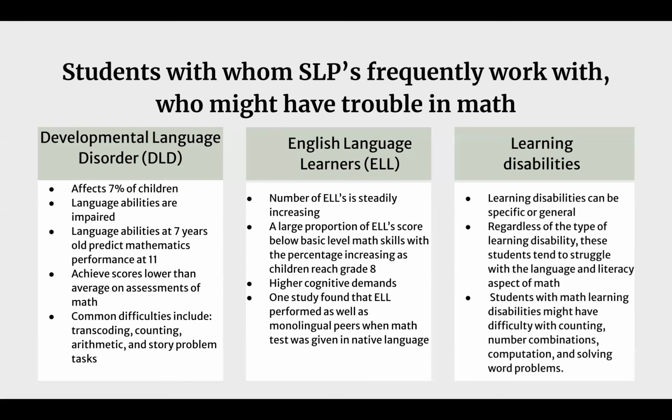Another common disability is learning disabilities. There can be specific learning disabilities, such as one specific to math, for example, or more general learning disabilities. Regardless of whether it is specific or general, children with learning disabilities tend to struggle with the language and literacy aspects of math. In particular, they have difficulties with more comprehensive tasks, such as word problems. Children with specific math learning disabilities might have further difficulties with counting, number combinations, computation, and solving word problems. Once again, this highlights the importance of language intervention in the field of math.